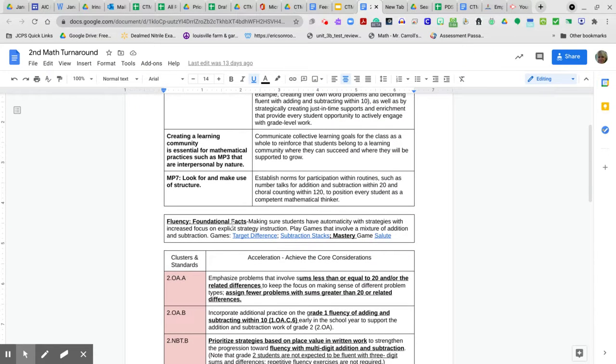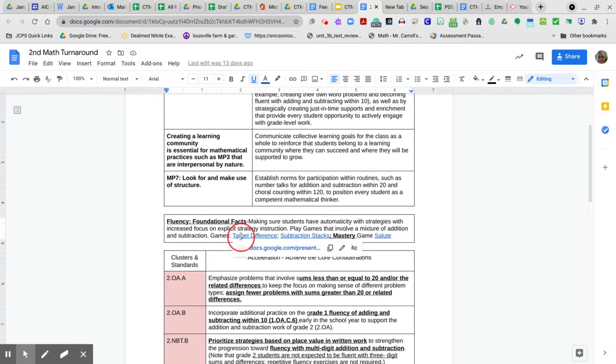The fluency foundation. Now, making a fluency means not necessarily fluency like you and I have fluency of maybe those quick timed multiplication tests. There's a lot of research against that. And so you want to make sure students have automaticity with the strategies, with increased focus on explicit strategy instruction. So helping students with that by playing games that involve a mixture of addition and subtraction.